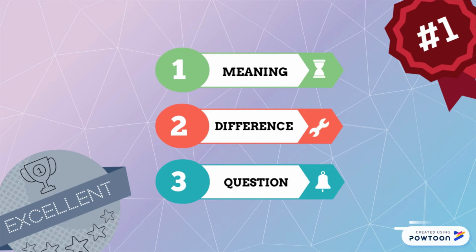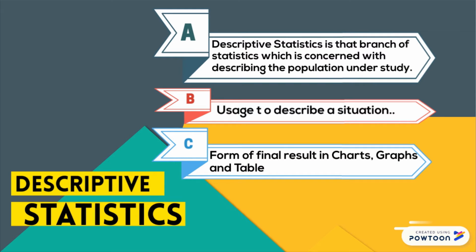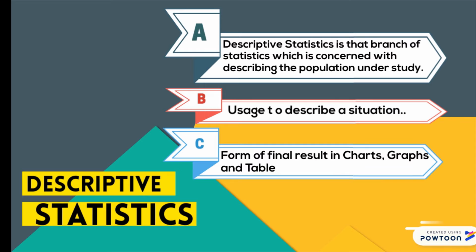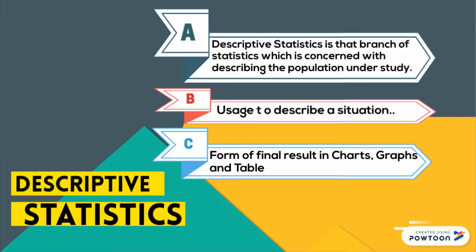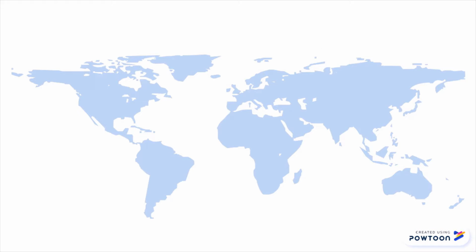Okay, first we will go to the meaning. Descriptive statistics is the branch of statistics which is concerned with describing the population under study. Alright, the definition you understand. First we see what is inside descriptive statistics. Descriptive statistics is used to describe a situation, and the final result is in the form of chart, graph, and table.